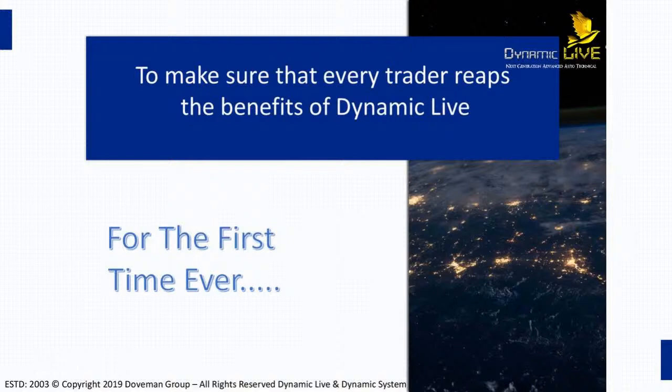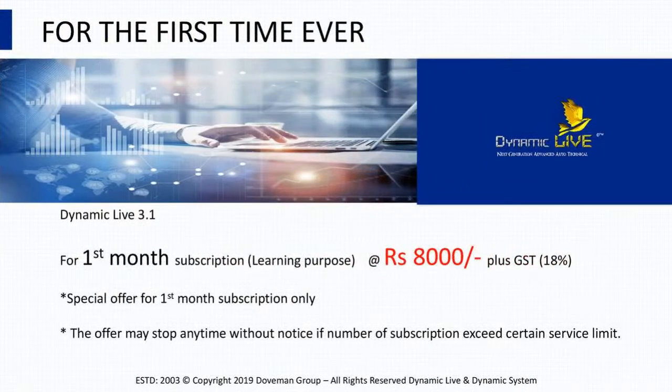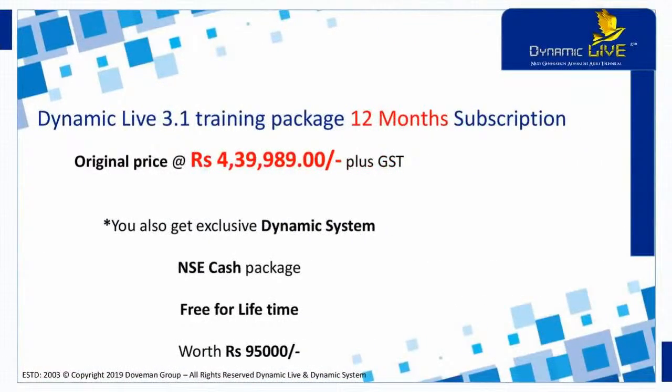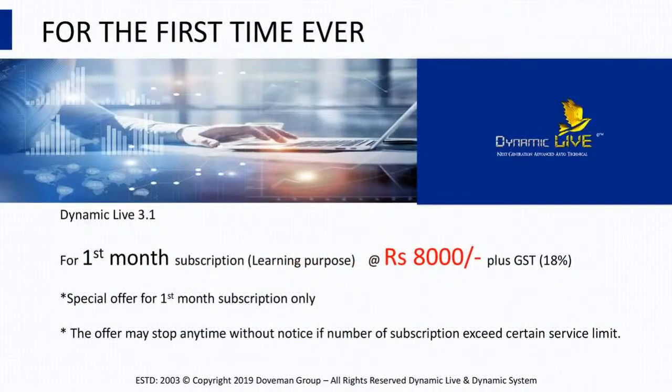Let me repeat this very clearly. For the first time ever in the last 12 years, the management at Dominic Group has come up with a big special offer. And what is the offer? Let me show you. Today, you can get this dynamic live by investing just 8,000 rupees plus GST for 1 month. Remember, this special offer is valid only for the first month subscription, because the original price of this dynamic live is 4,39,000 rupees for 12 months. But today you get the same dynamic live at just 8,000 rupees plus GST for 1 month.